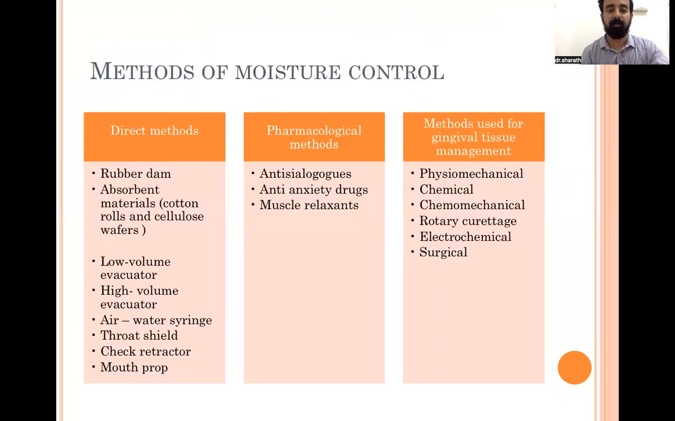Coming to the methods of moisture control, we have direct methods, pharmacological methods, and methods used for gingival tissue management. Under direct methods, you have the rubber dam, absorbent materials, that is cotton rolls and cellulose wafers, low volume evacuators, high volume evacuators, air water syringe, throat shields, cheek retractors, and mouth props. The pharmacological methods includes anti-sialogogues, anti-anxiety drugs, muscle relaxants. The various methods used for gingival tissue management includes physiomechanical, chemical, chemomechanical, rotary curettage, electrochemical, and surgical methods.